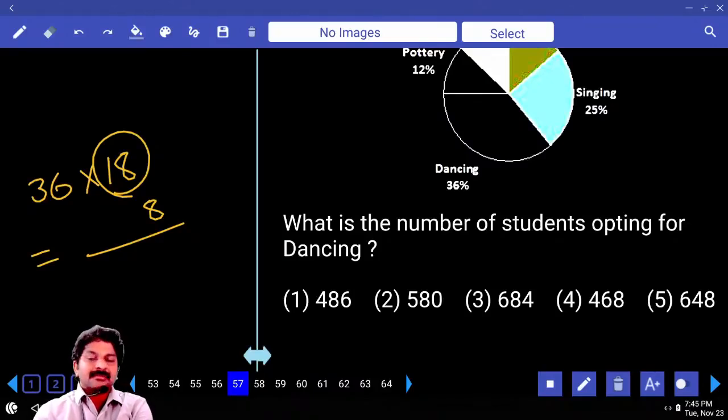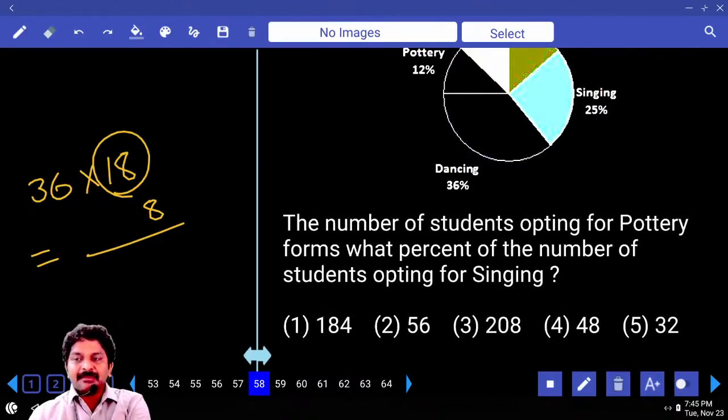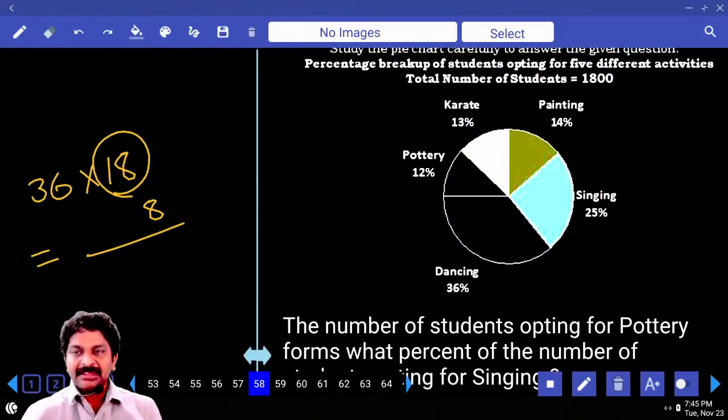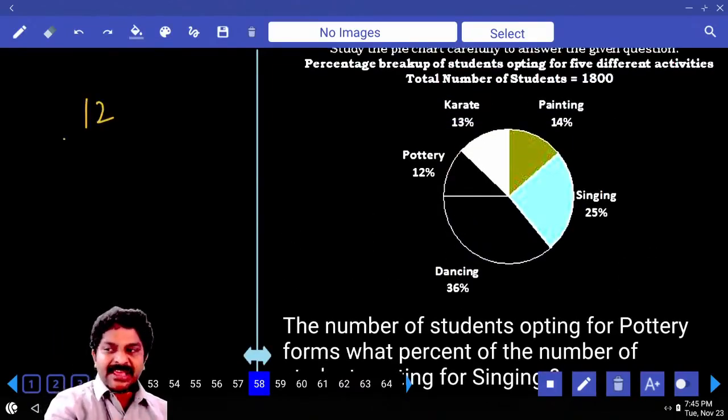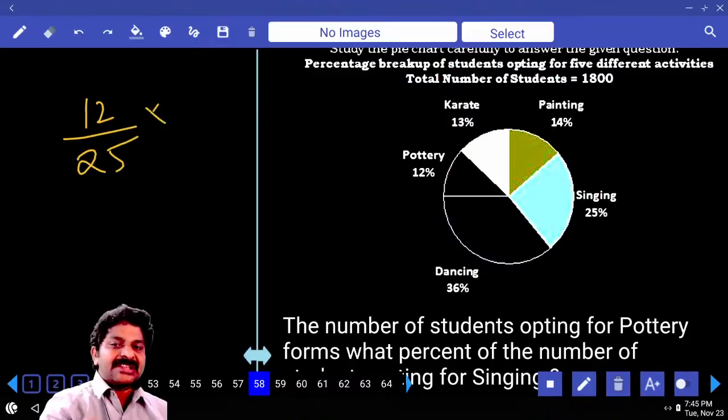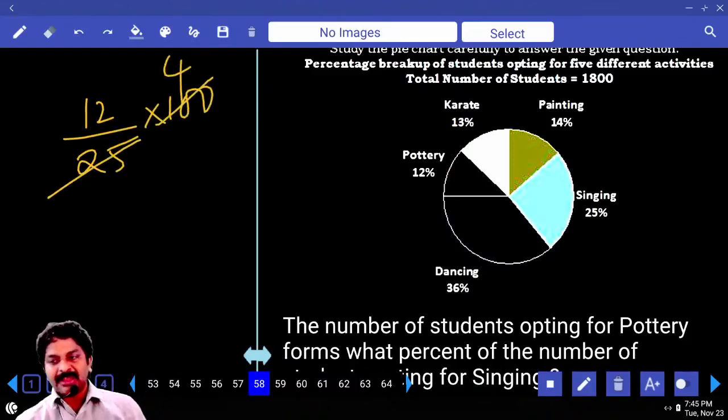Clear? Next. The number of students opting for pottery forms what percent of the number of students opting for singing? Pottery 12, singing 25, percentage into 12, 4 times 12 into 4, 48, over.